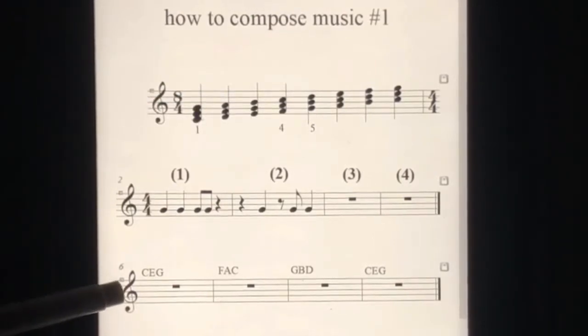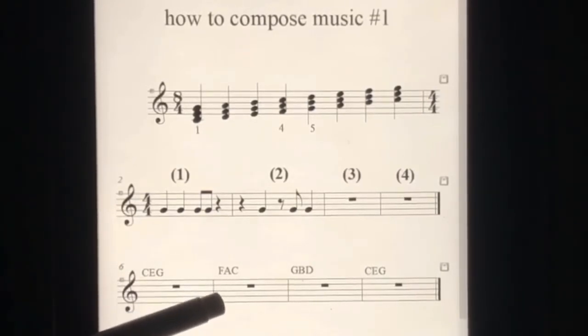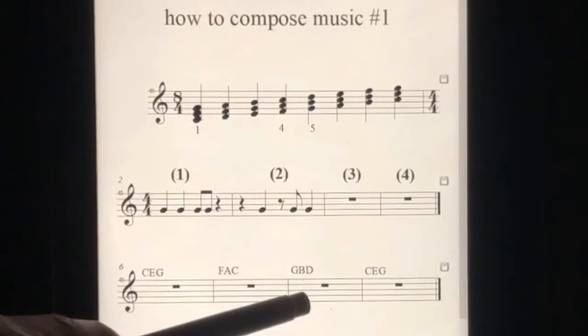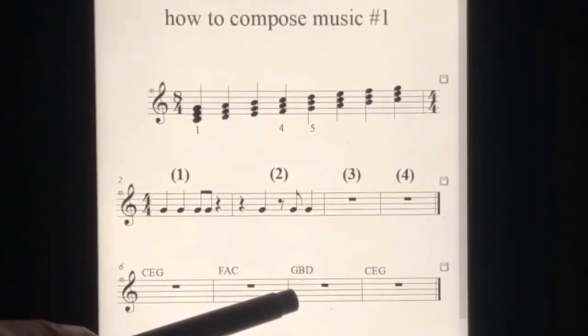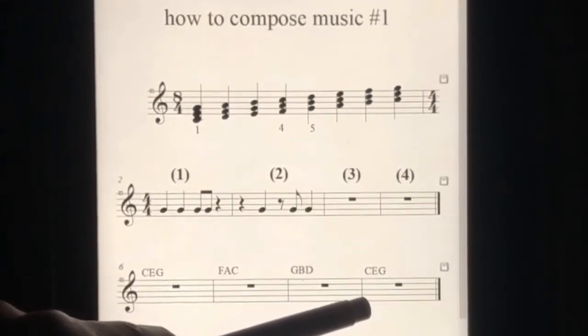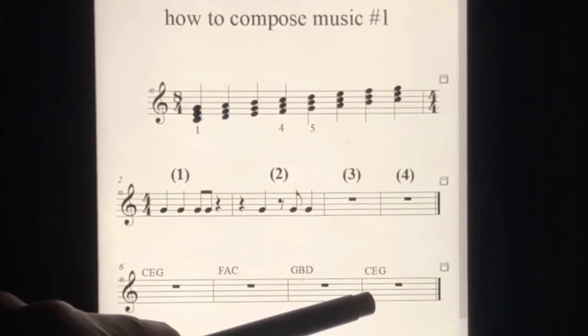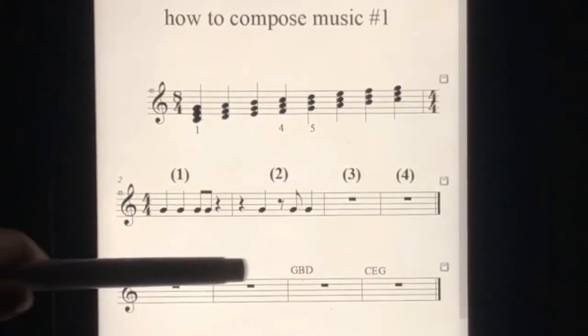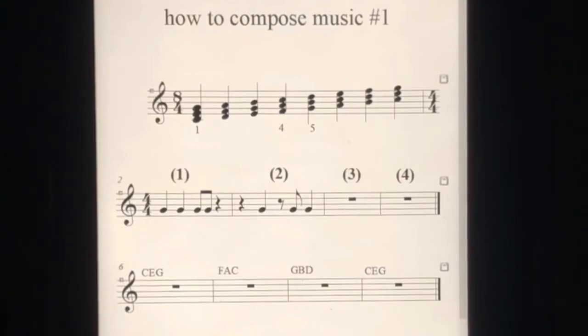We write down the first measure on the first chord, the second measure on the fourth chord, the third measure on the fifth chord, and the last measure on the first chord, C, E, G. We write the names of the music notes.